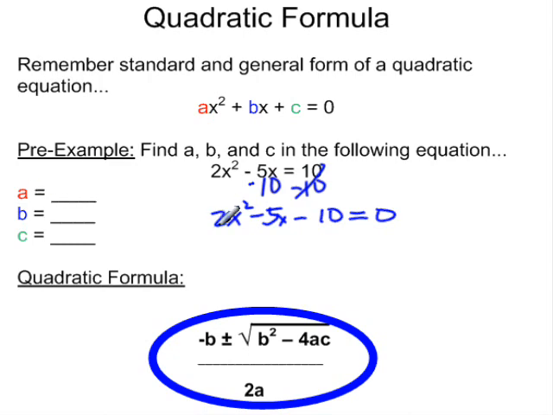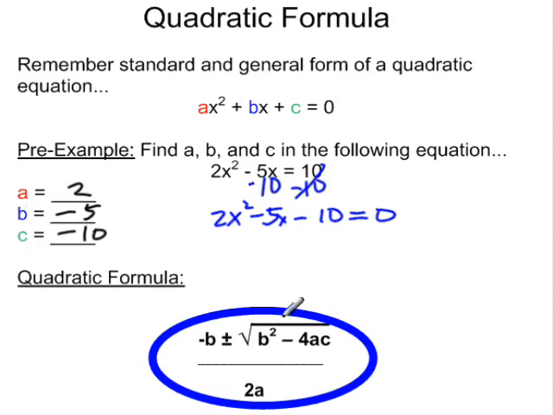and so therefore we can write our answers here, in which a is going to be the leading coefficient, which is a positive 2. Okay, b is the next coefficient, which is negative 5, and c is the constant, which is at the end, which is negative 10.